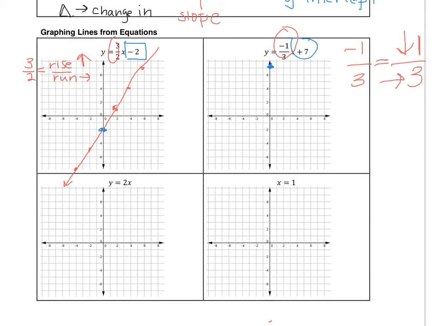So if I think about that, it's going to look just like this. I'm going to start at my positive 7 and go down 1, to the right 1, 2, 3. So I'm going to need a dot right there. Down 1 to the right 3, down 1 to the right 3. That's going to look like this. If I reverse it, that means I go to the left 3 and up 1. And my line's going to look like this.